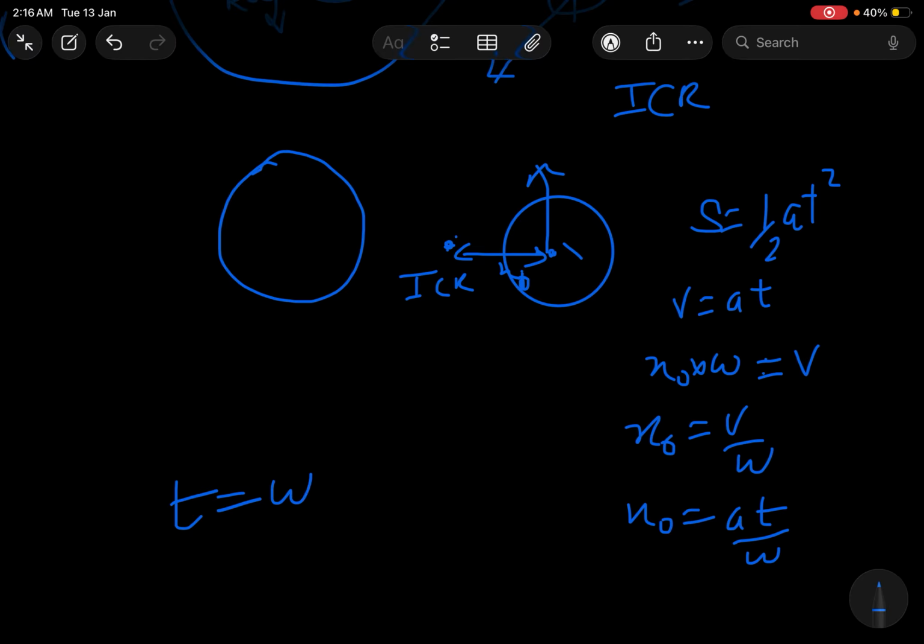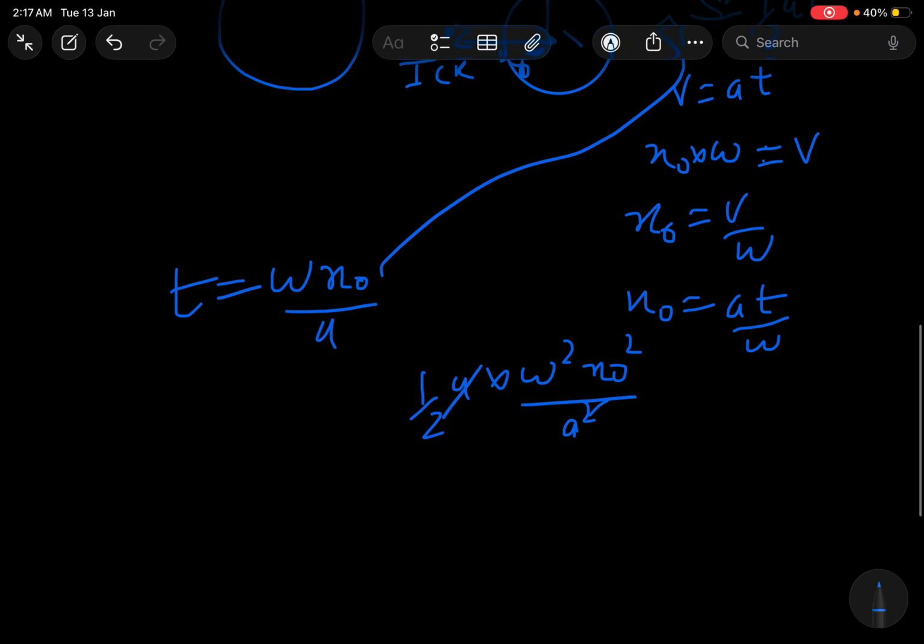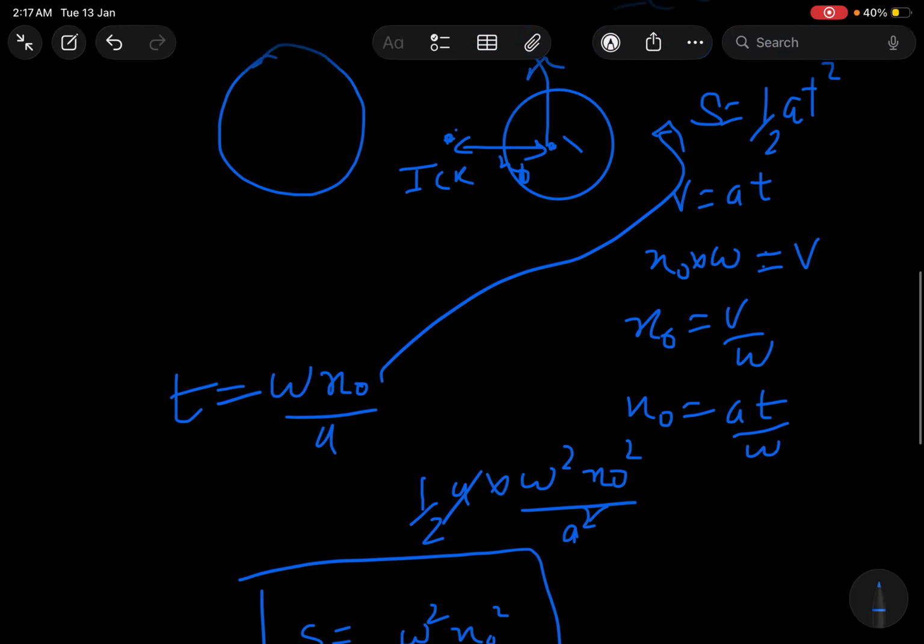So t equals omega x naught by a, right? And then we are just going to put it over here in s. So we had s equals half a t square, and then a cut, omega square x naught square by a square, right? So we get s equals omega square x naught square by 2a. This is what we are getting, right?